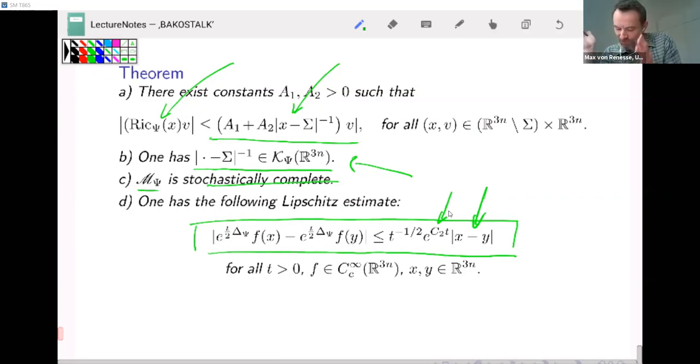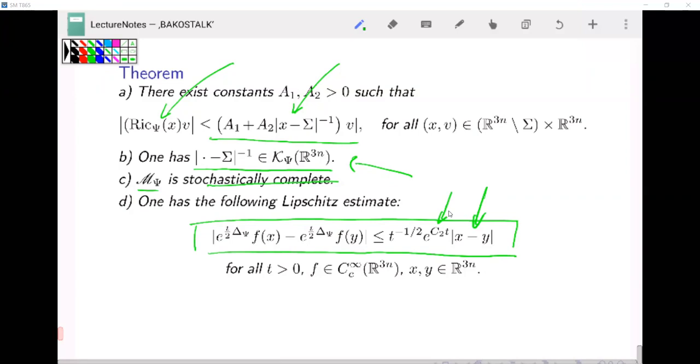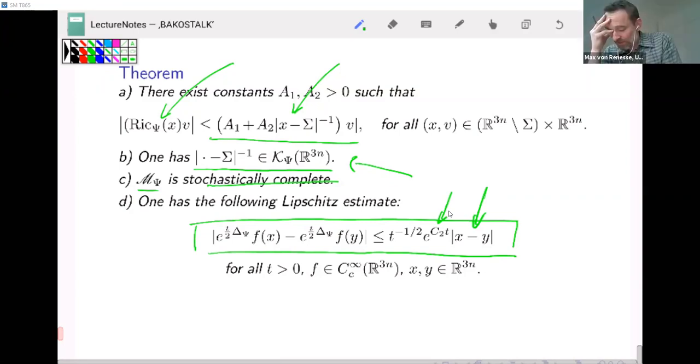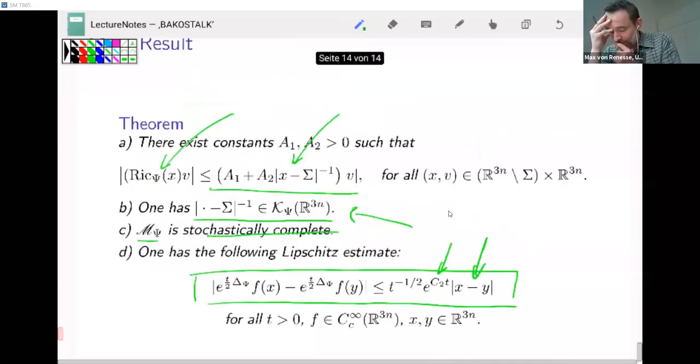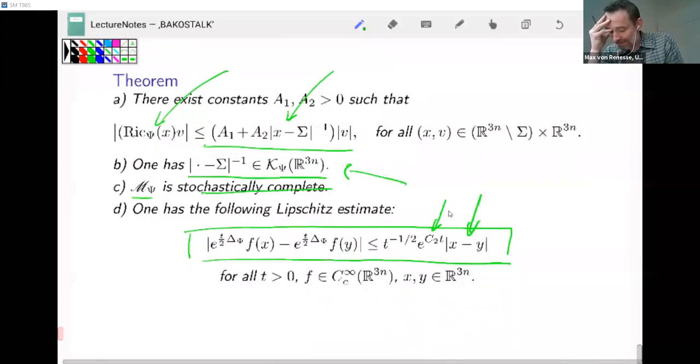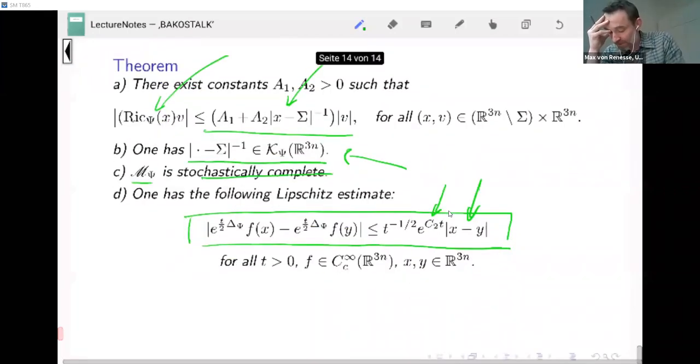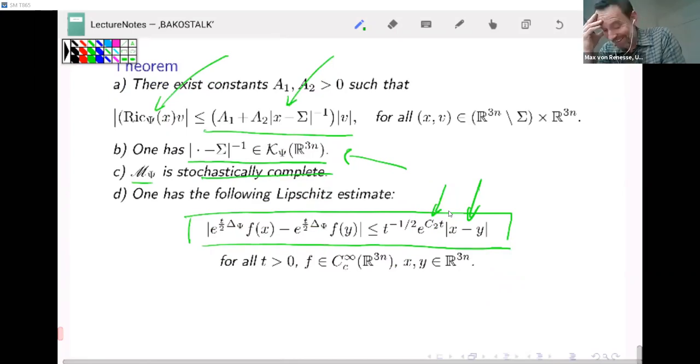Everyone has his favorite estimate in a way that he or she can do. This is the first time I do this estimate, and my co-author told me that this is exactly the estimate that we should get, but unfortunately this is the best I can say. I can give you the proof for this, but I cannot really tell you whether it makes sense. I think it's true, but I cannot tell you whether it makes sense.